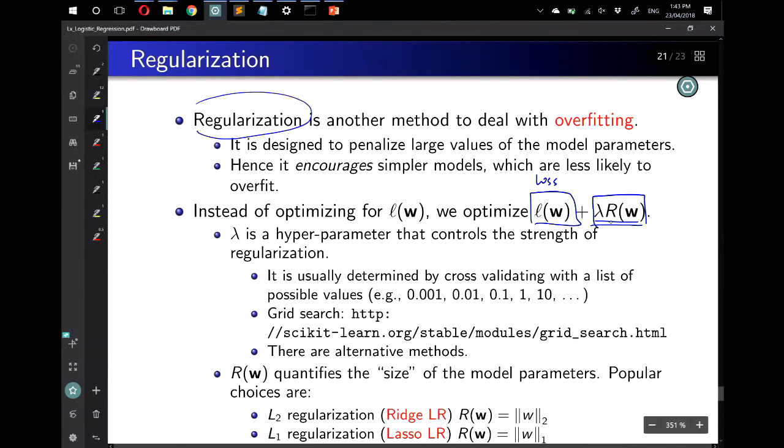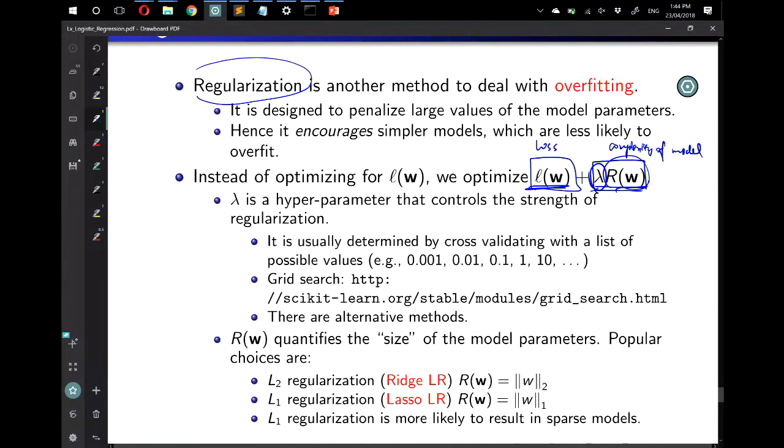And this is the complexity of the model. So instead of minimizing this loss function, we try to minimize the loss function plus some regularization term. Lambda is a hyperparameter regulating the strength of the regularization. And then this W says, what's the complexity of the model? The typical W used are L2 and L1.